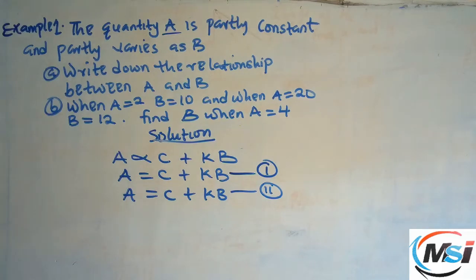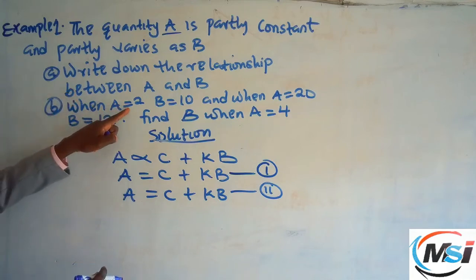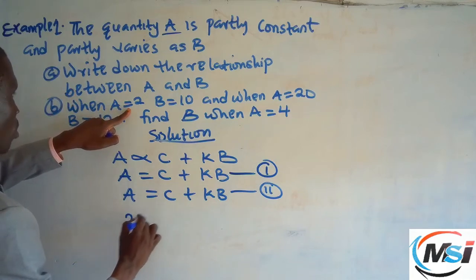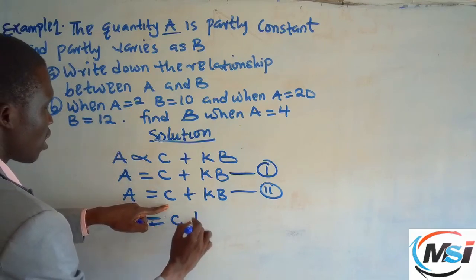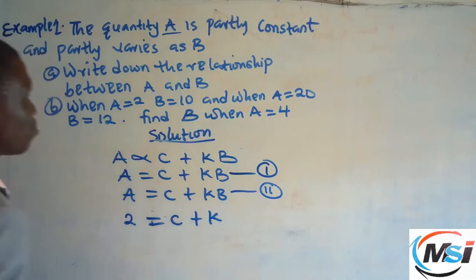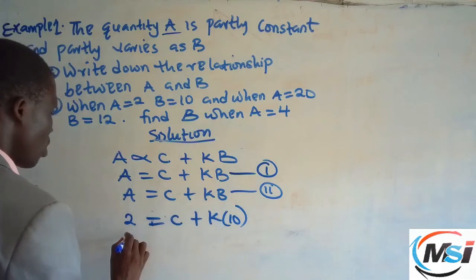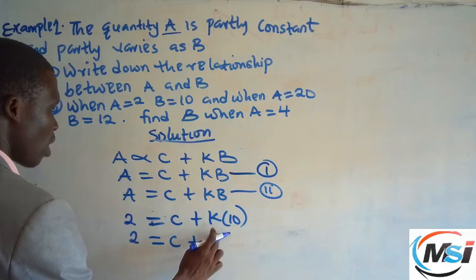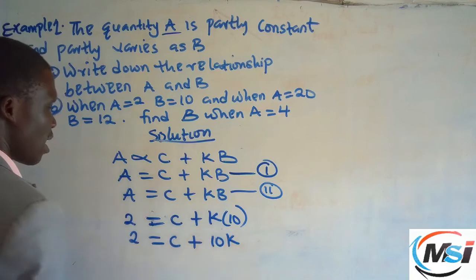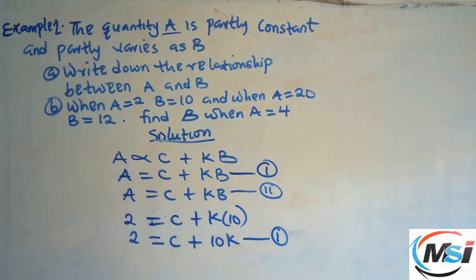Now, to continue with this, you need to understand that in equation 1, A is given to you as 2. So 2 equals C plus KB, where C is constant, K is constant, and B is 10. So this will give us 2 equals C plus 10K. This will be equation 1. I believe you are following me, right?